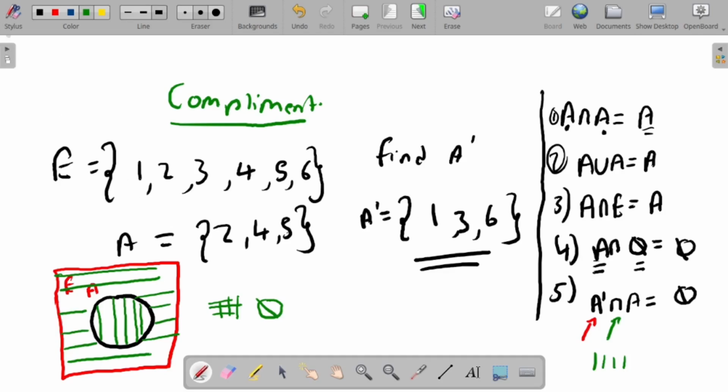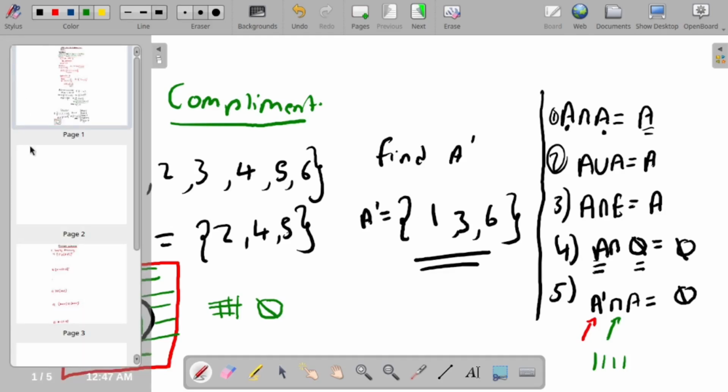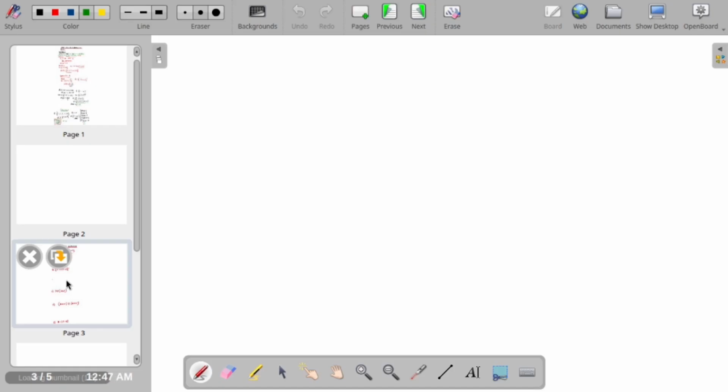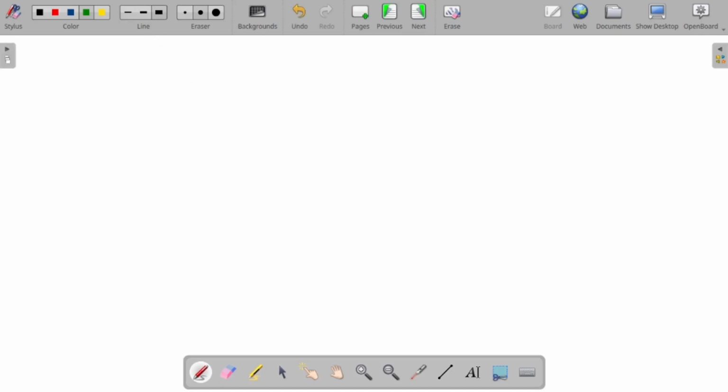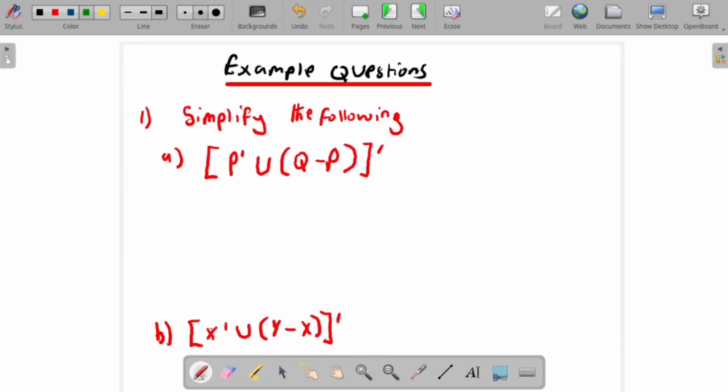So we have got questions that we need to look at. Questions like this one. So this question is saying simplify the following. We've got P complement union open brackets Q minus P close brackets, then everything has complement.